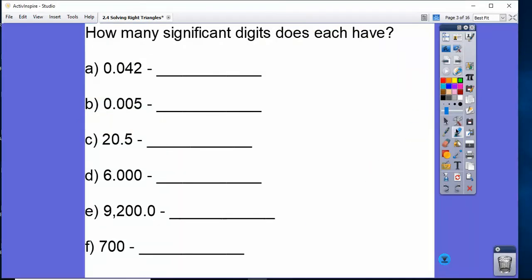Let me see. I just want to know how many significant digits each of these has. So 0.042. If you look at what you just wrote down, it says you start with the first non-zero digit on the left. So the first non-zero digit on the left is 4. So how many significant digits does this have? Only 2.